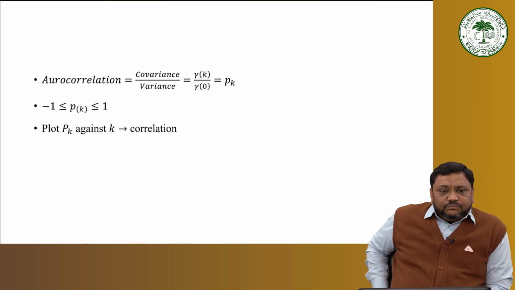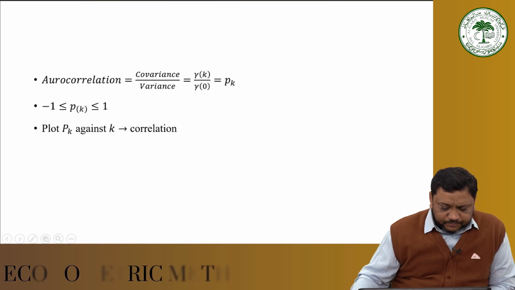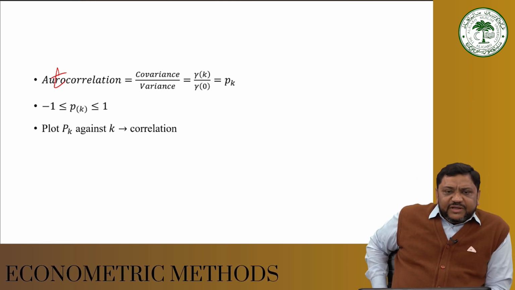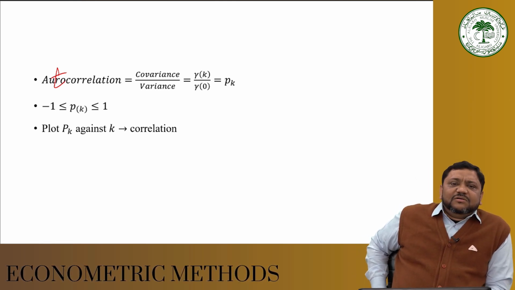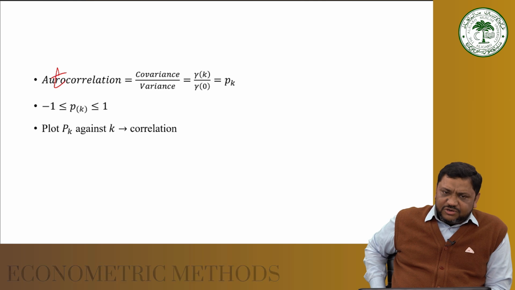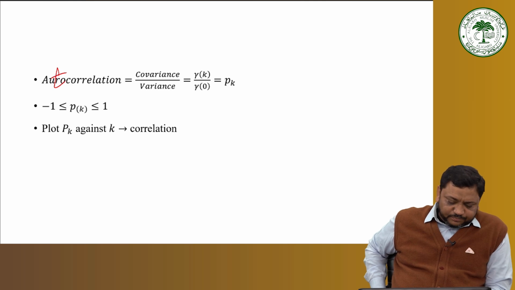Now, this is autocorrelation. Autocorrelation is the formula or value which helps you identify whether the series is stationary or not. The formula for this is covariance upon variance, and this is denoted by rho k. The value of rho k will always be between -1 and +1.